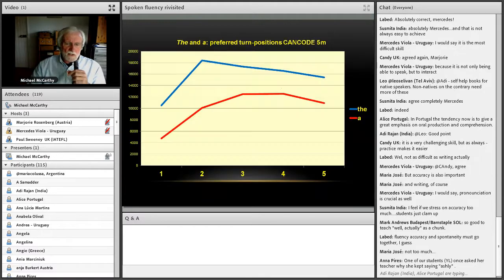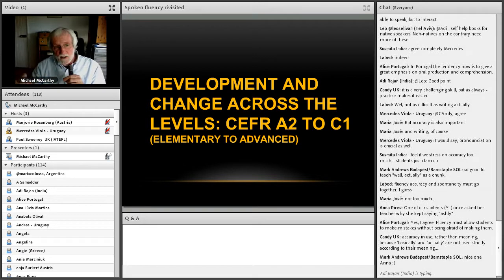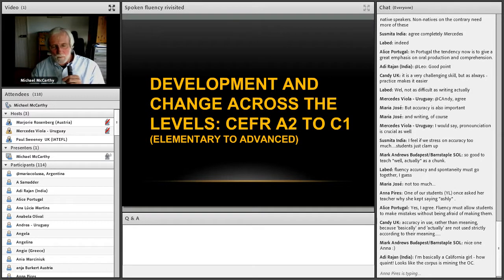Let's move on to the final point here. I'm going to jump over a slide and go to the third point, which is the issue of the small interactive words that I mentioned earlier, like actually and basically and just and so. I want to look at how things change and develop across the levels from CEFR A2 to C1, elementary to advanced level. I'm going to refer to data from the Cambridge Learner Corpus, just to finish off my talk, to show you how these features of fluency emerge.